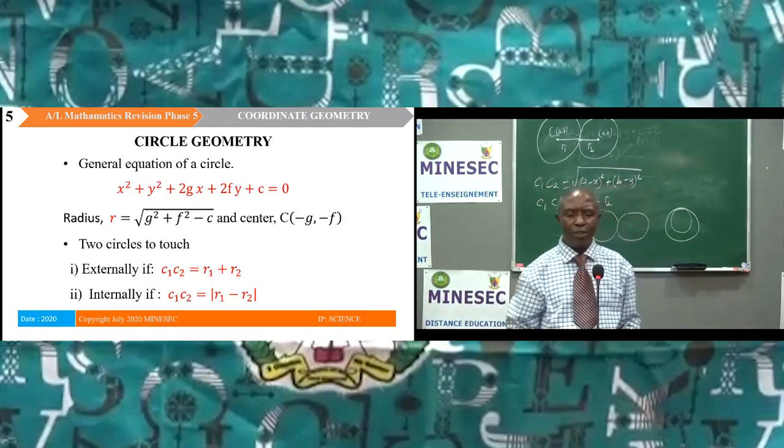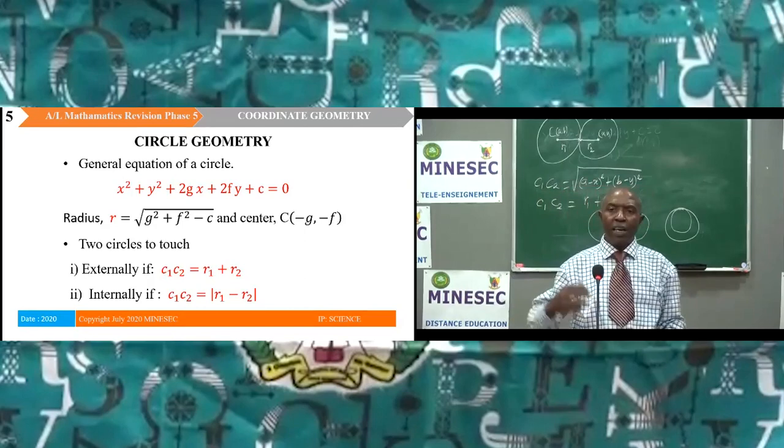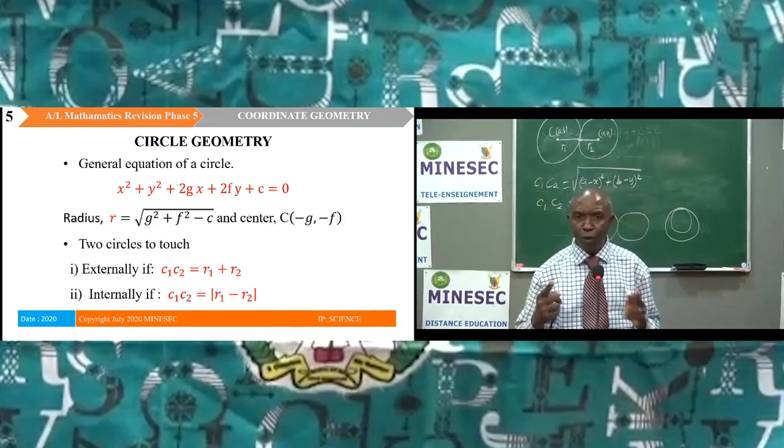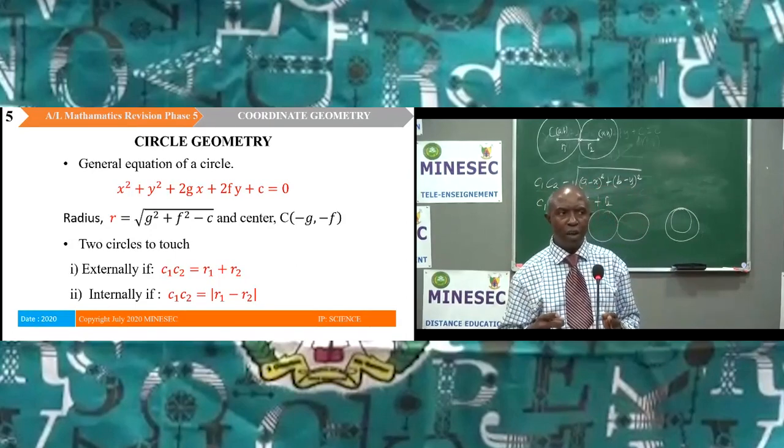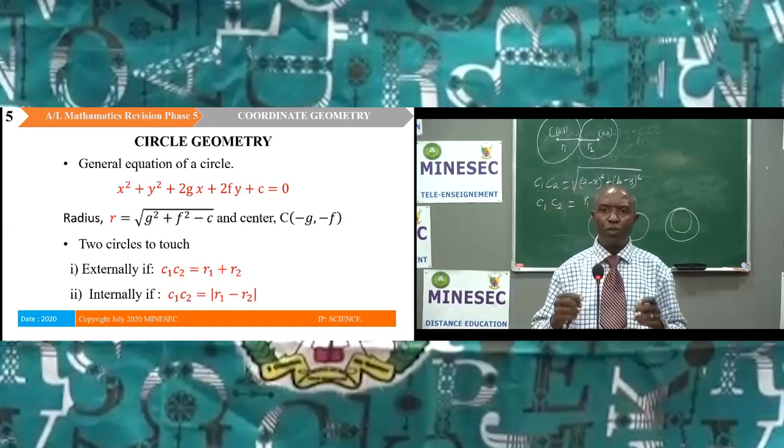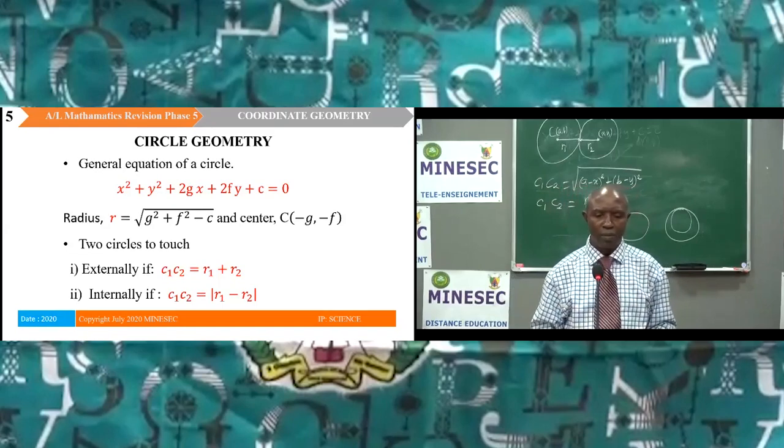For internal touch, if the distance between the two centers is equal to the absolute value of the difference of the two radii, then those two circles touch internally.